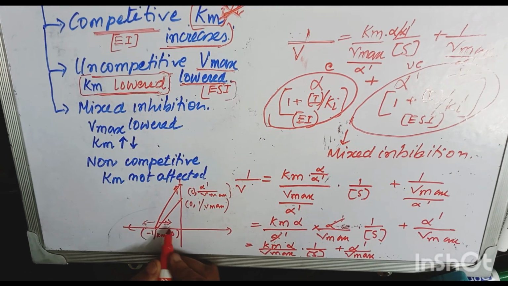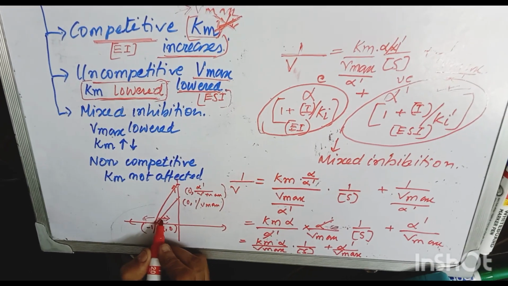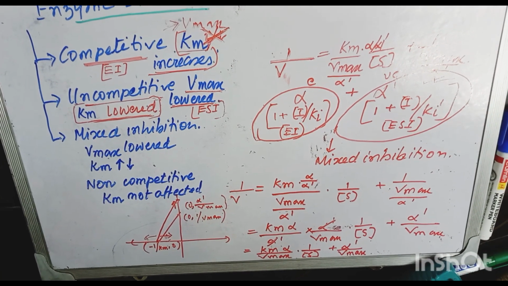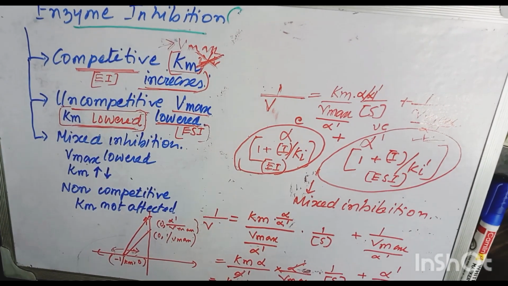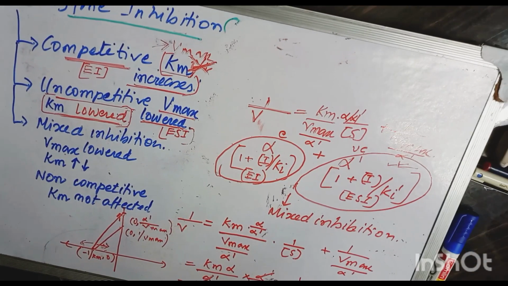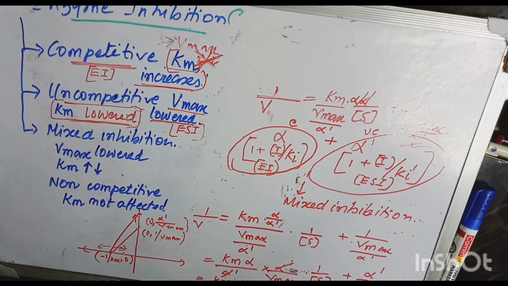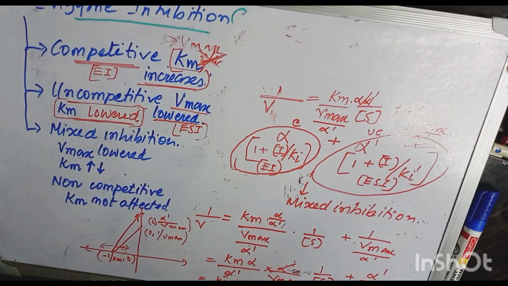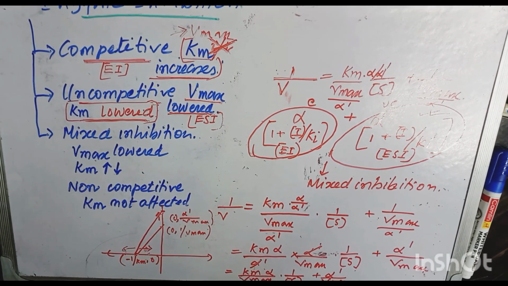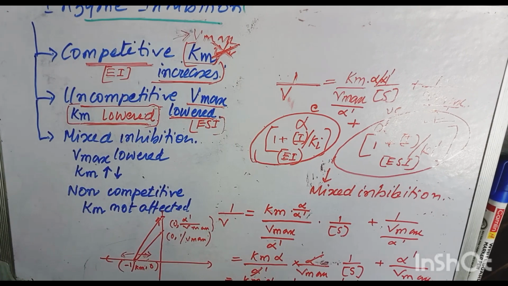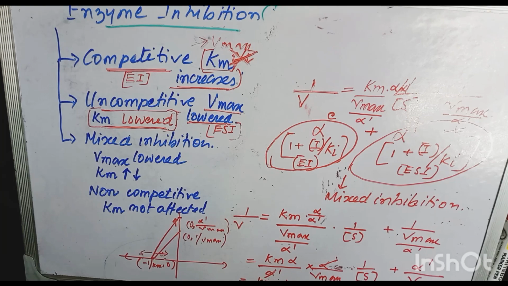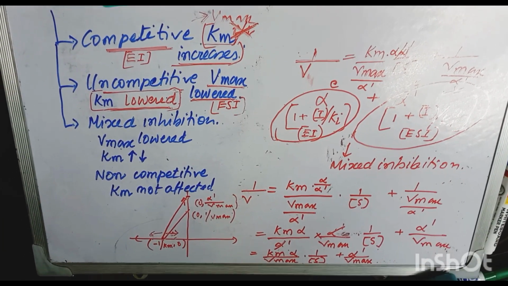So in mixed inhibition, the point can shift here or here. But where alpha and alpha dashed are equal, a part of the inhibitor will bind the enzyme-substrate complex and the other part will bind the free enzyme. So 50% of the enzymes bind to the ES complex and 50% bind to the free enzyme. So it is both like competitive as well as uncompetitive inhibition.